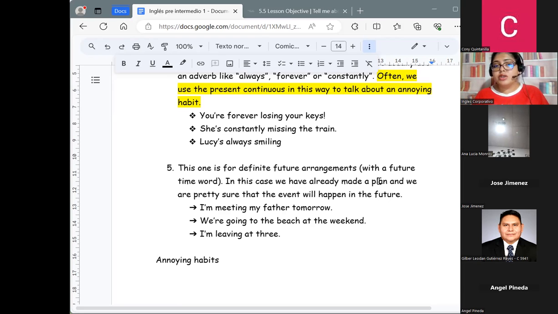You are forever losing your keys. She's constantly missing the train. Lucy's always smiling. She is always angry. Or she is always fighting with her husband. Or the kids are screaming in the afternoon. I don't know, different things.